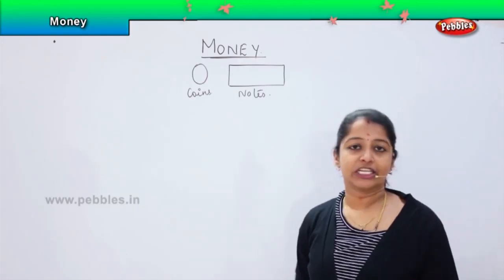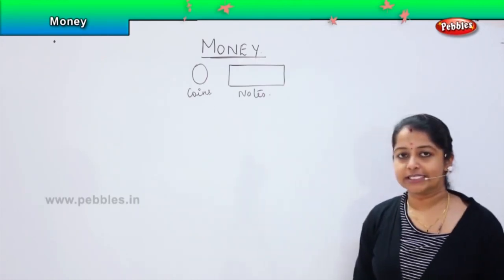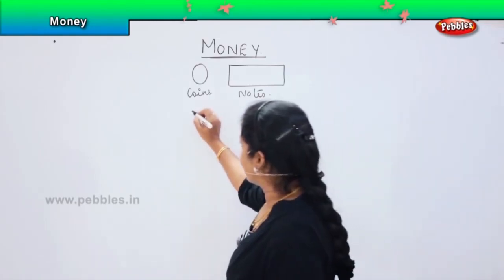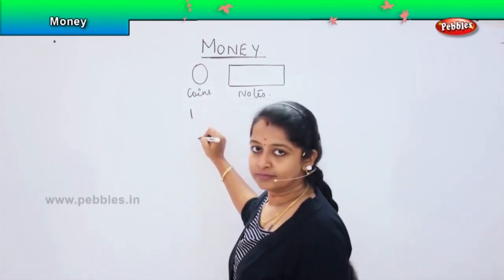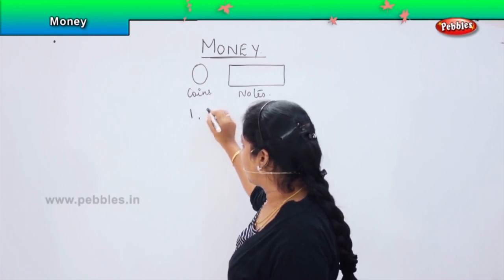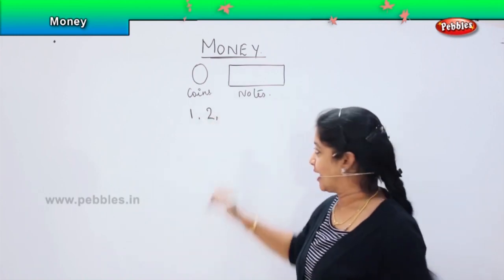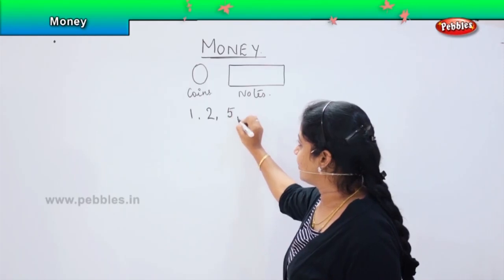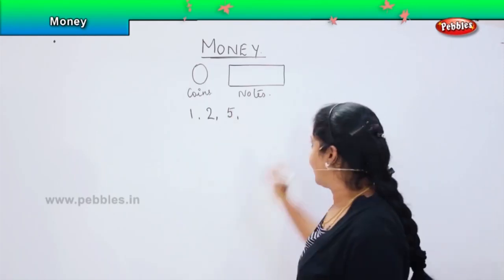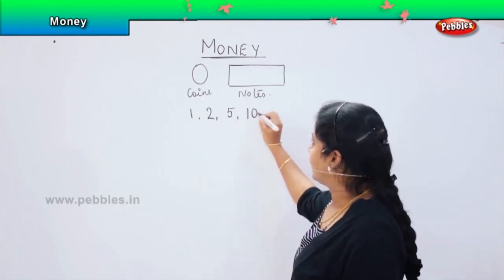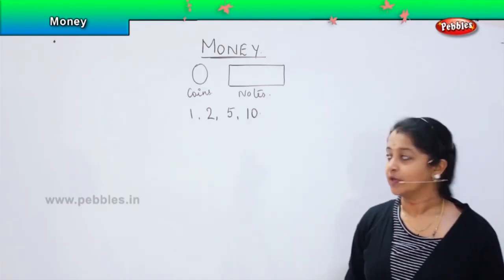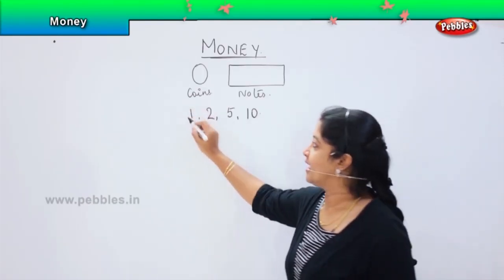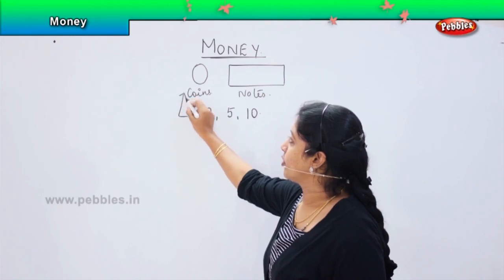So, can you tell me what are the different denominations of coins we can see? Can you see a 1 rupee coin? We can see a 2 rupee coin. We can see a 5 rupee coin. And now of late, we are also able to see the 10 rupee coin, right? So, these are the denominations in which we can see the coins.